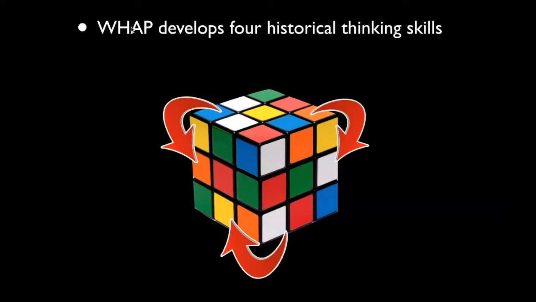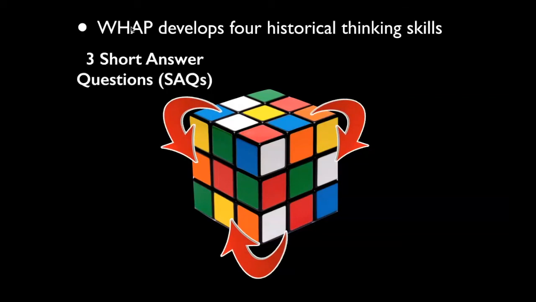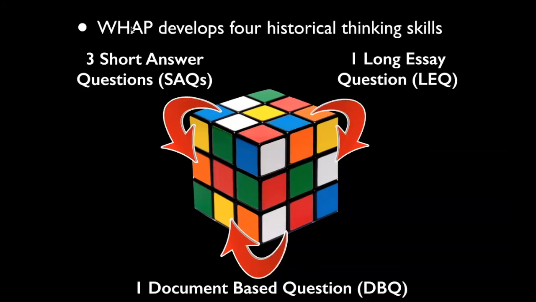WHAP develops 4 historical thinking skills, and these are necessary in order to be successful in the various components of the AP World History test. So you have 3 short answer questions known as SAQs. There's 1 long essay question, or LEQ, and there's 1 document-based question, or DBQ. And all of these different types of questions on the AP test are testing your historical thinking skills.